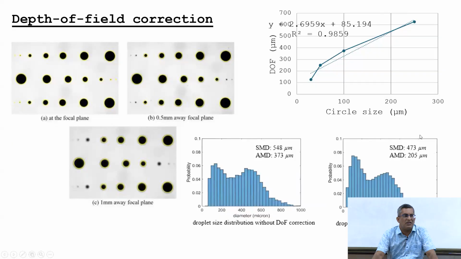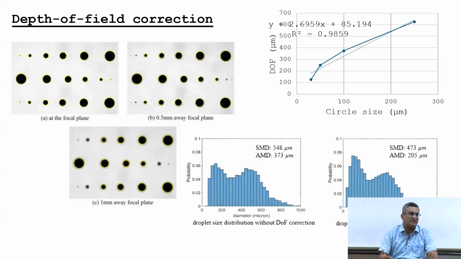Okay. So, now how important is this? It depends on the problem that you are identifying. If in your problem this reduction in size of, let's say, around 60-70 micron is important, then you have to do this. However, if you grossly want to know what the characteristic size is, and it does not matter whether it is 400 micron or 500 micron, then it is okay not to incorporate it. But in general, it is advised that you should incorporate depth of field correction.